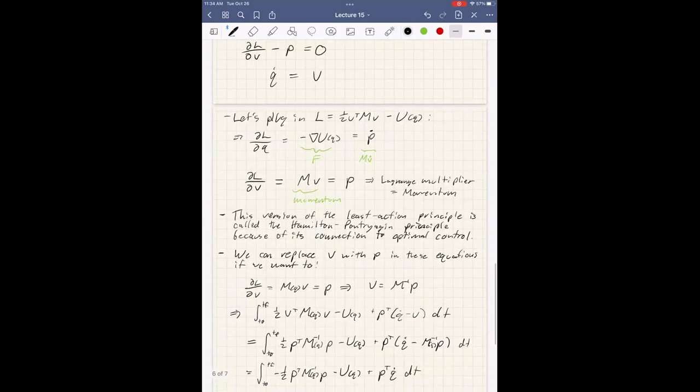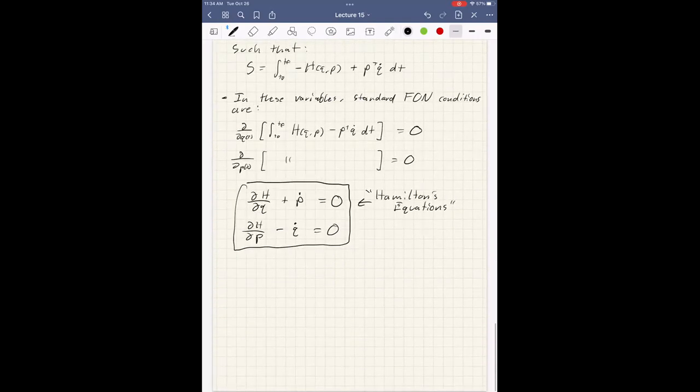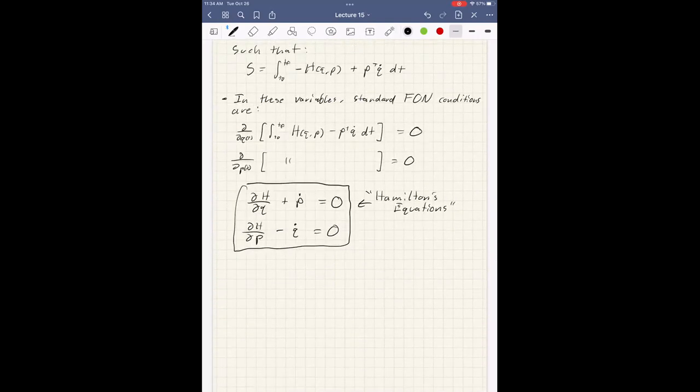So maybe. The real reason why this is a big thing is in physics, it turns out that this setup with the Hamiltonian is really easy to generalize. It generalizes in a very straightforward way to quantum mechanics, but the Lagrangian setup is really hard to generalize to quantum mechanics. So FYI, but in classical mechanics, they're totally equivalent and there's no particular advantage of one over the other, I would say.